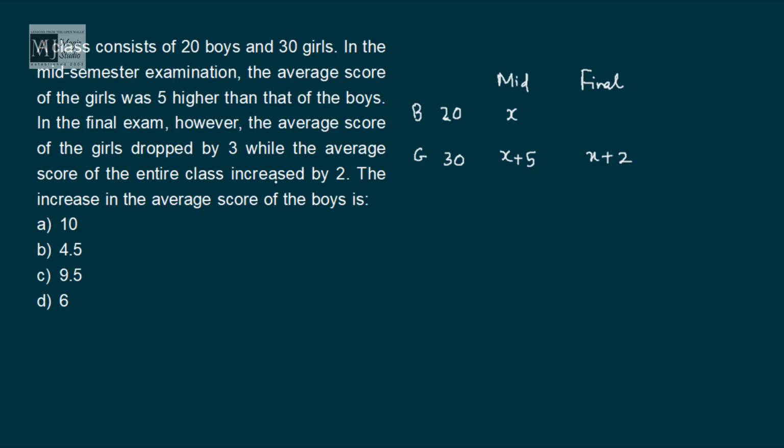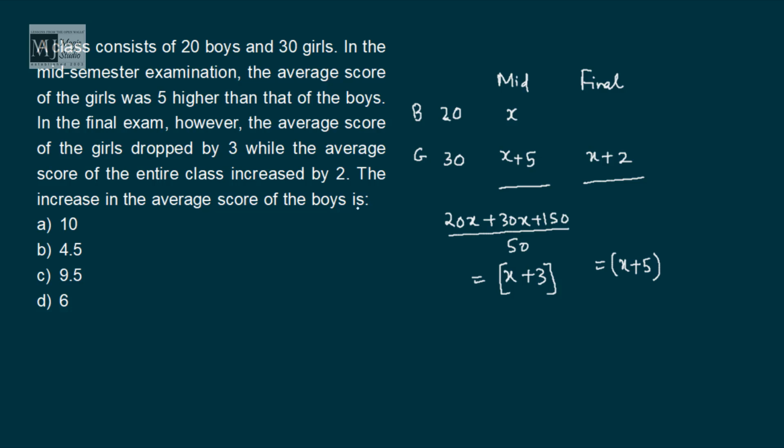While the average score of the entire class increased by 2. Okay, so let me first find what was the score of the entire class in the mid-semester. Entire class score would have been 20x plus 30x plus 150 divided by 50. That is 50x by 50, x plus 3. That was the average score of the entire class. Now the average score of the class has increased by 2. That means now the new average of the class is x plus 5.